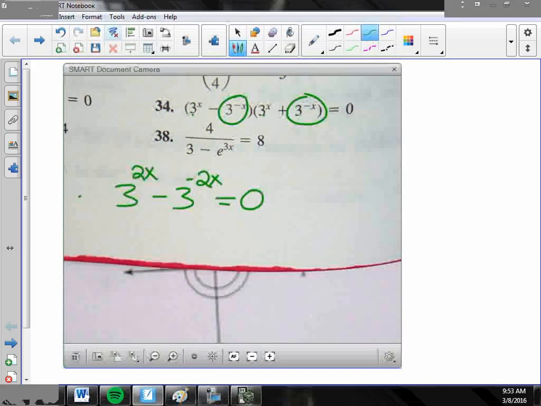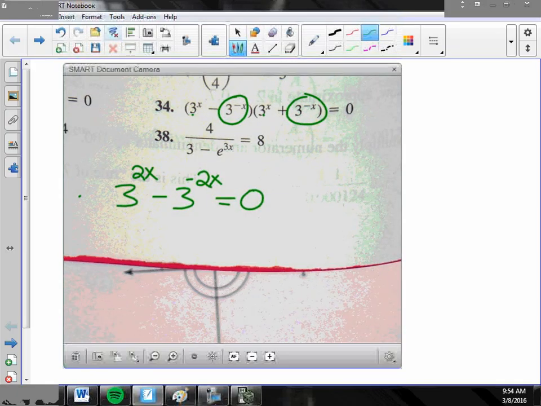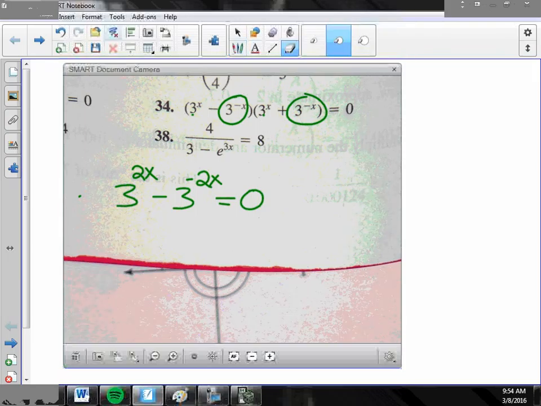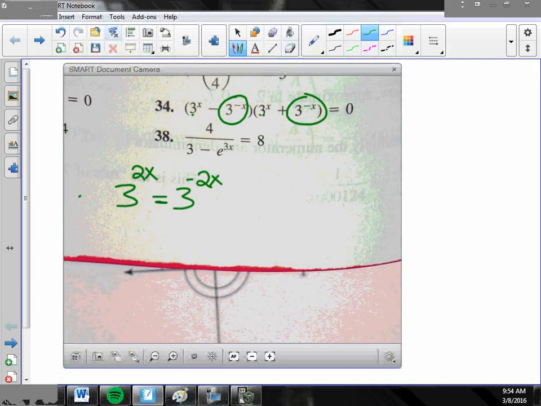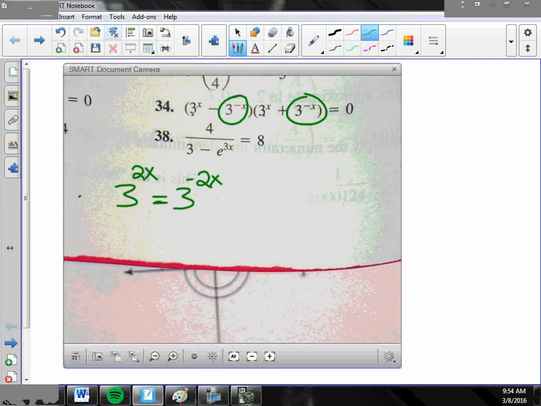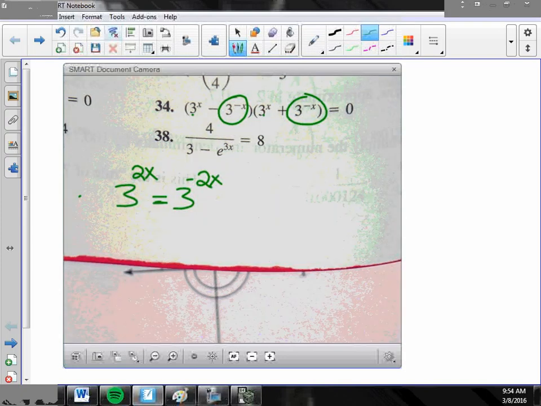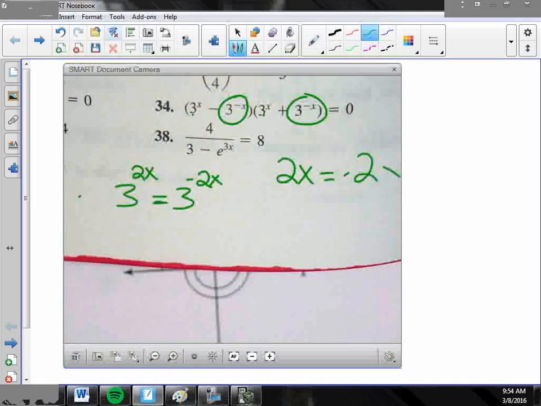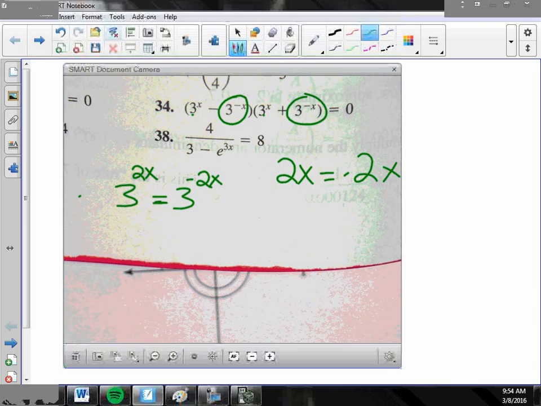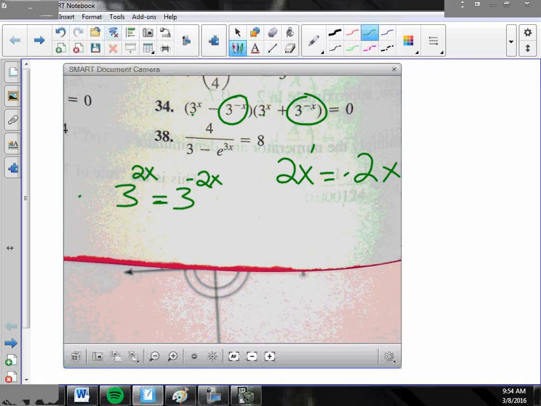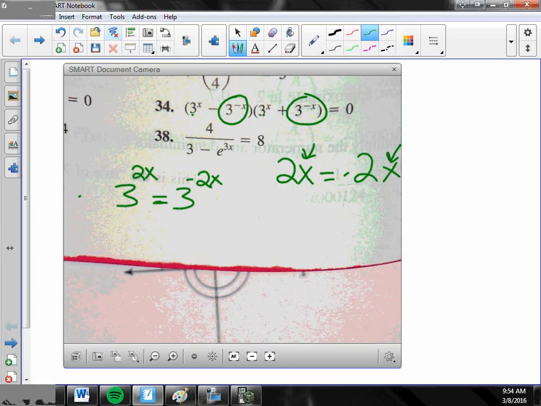Now what? Move 1 to the other side. So I'm going to get this. So well, we don't want to divide by 3. I can drop the bases. Bases are the same. So when does 2x equal negative 2x? If x was negative 1, I'd plug negative 1 in there and I'd get negative 2. And I'd plug negative 1 in there and I would get 2, which is not equal.